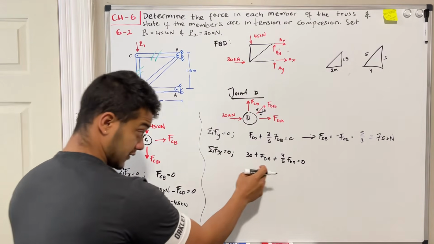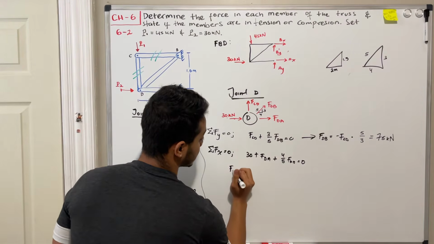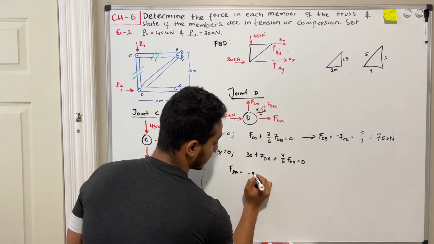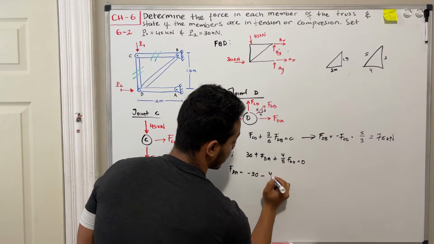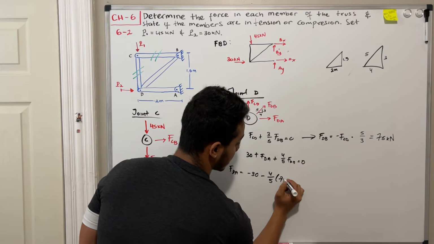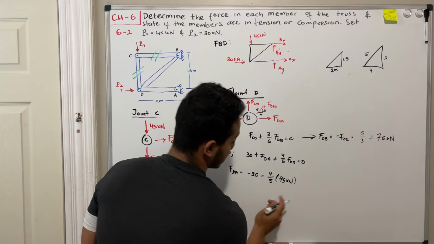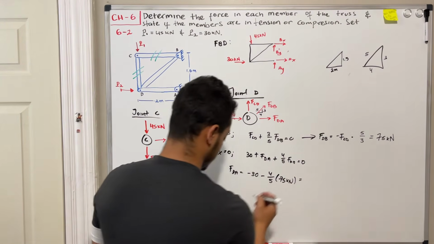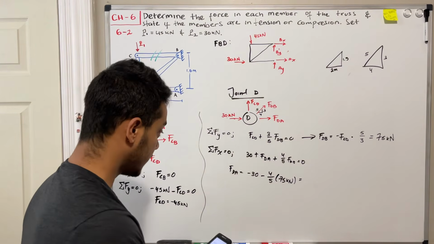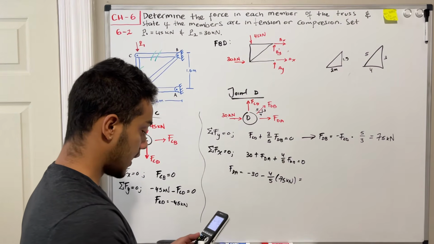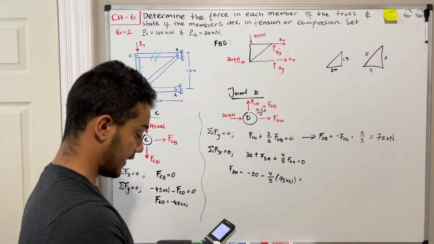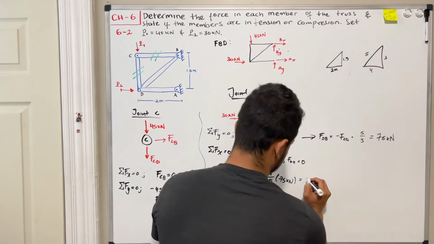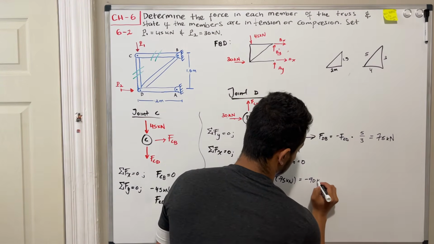Okay? So if we solve for my force FDA, so we got force DA should be equal to negative 30 minus 4/5 of my 75 kilonewtons. This 75 comes from our answer. And what is this equal to? So we're gonna go on the calculator, we're gonna go negative 30 minus 4/5 of my 75 kilonewtons. That gives me negative 90 kilonewtons.